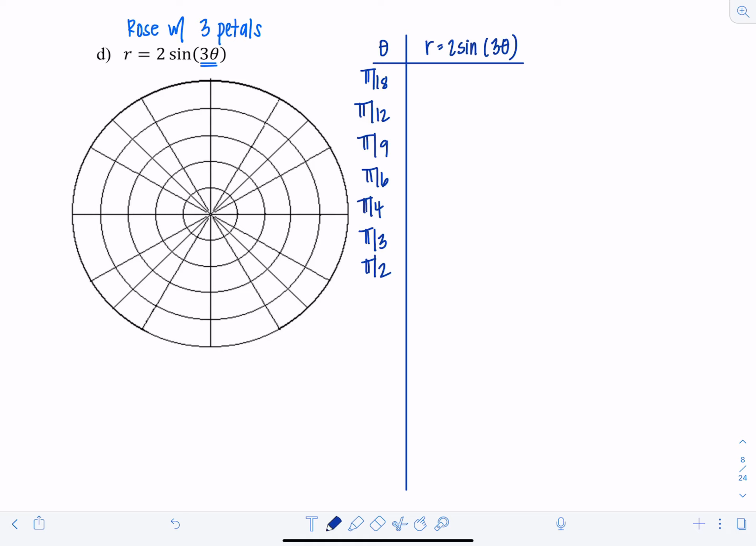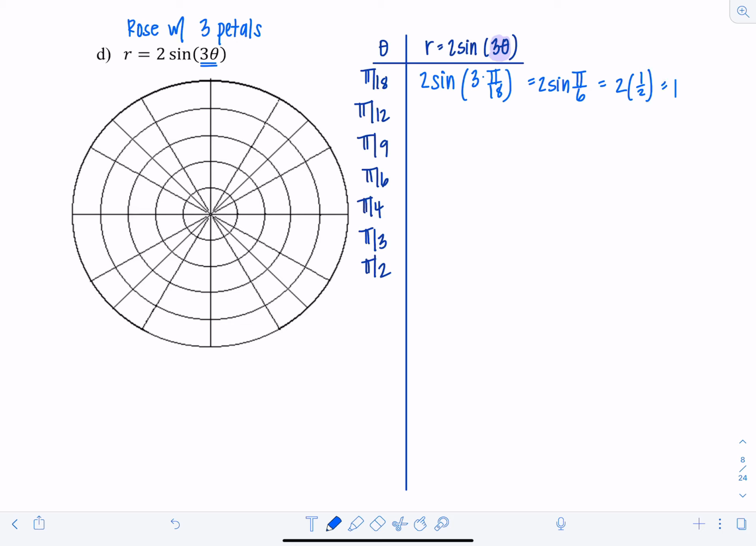So let's see. Pi over 18, like I mentioned before, you're going to take that angle, pi over 18, multiply it by 3. I'll write this first one out for you, but you really should do them in your head. So you have 2 times sine, 3 times pi over 18. So that's 2 times sine of pi over 6. Well, sine of pi over 6 is 1/2. So it's 2 times 1/2, which is 1.